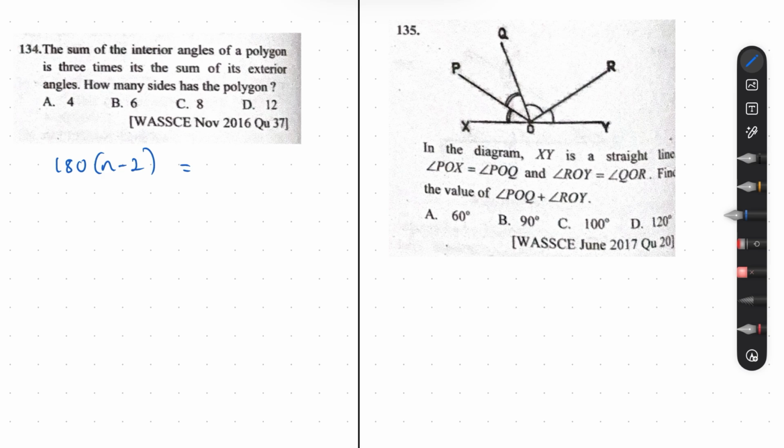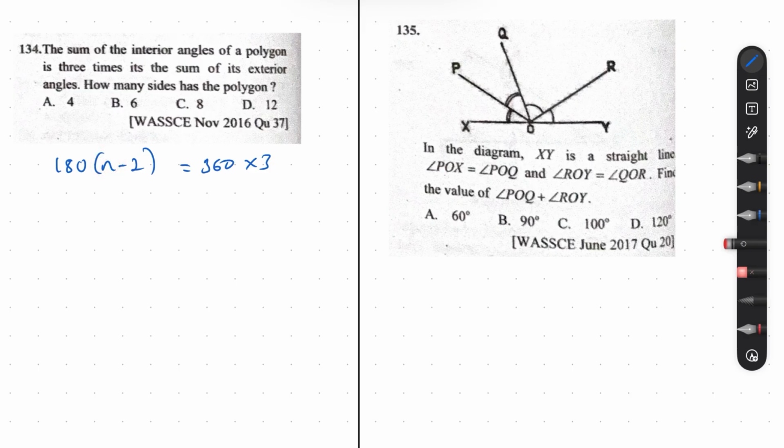Now, we know the sum of exterior angles of a polygon is what? 360. But they're saying it is 3 times this. 3 times the sum of exterior angles gives us the sum of interior angles. So this is what you're looking for. So we just need to find the value of n.